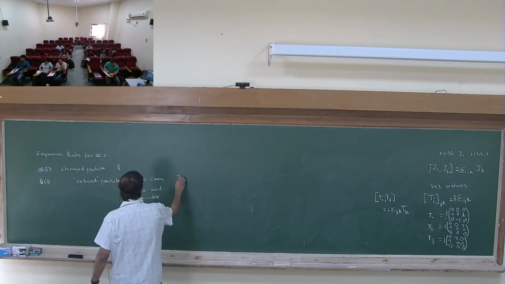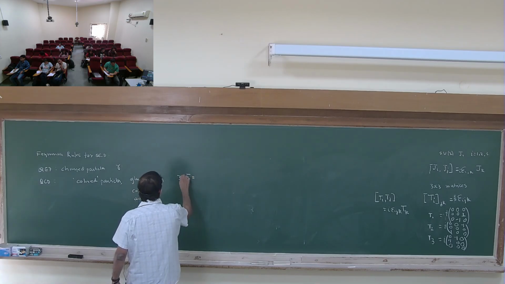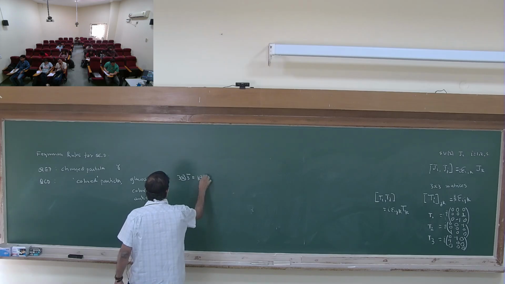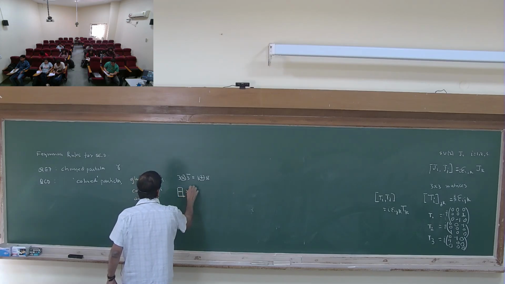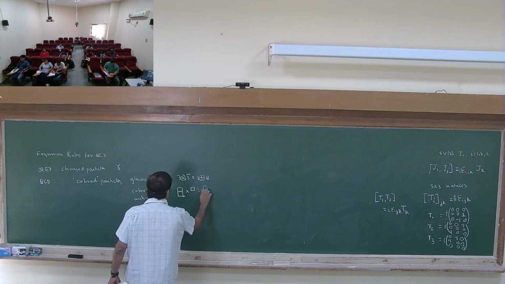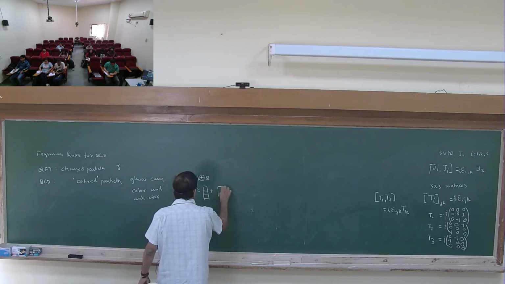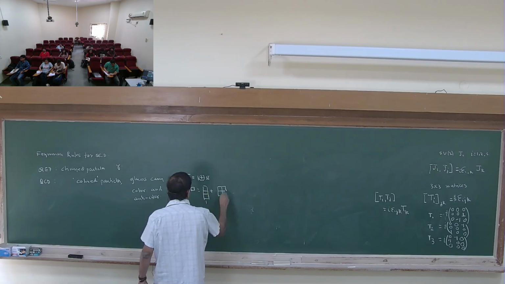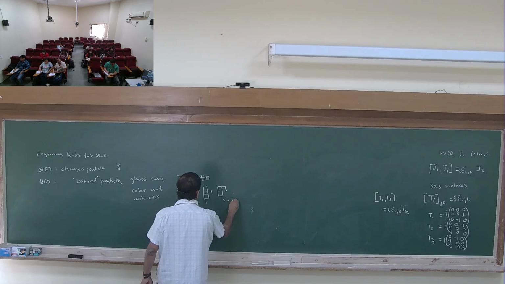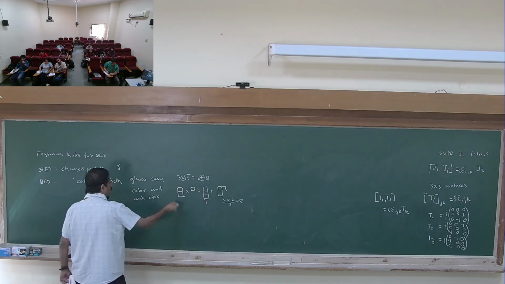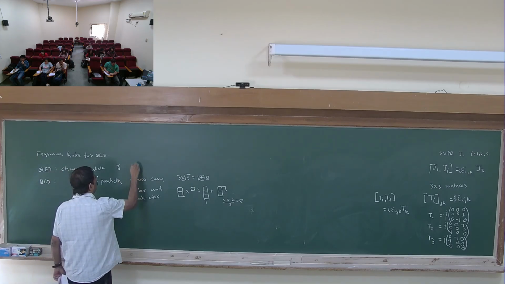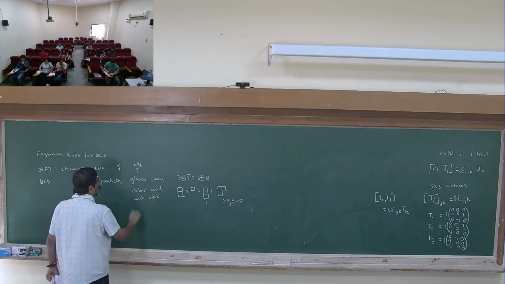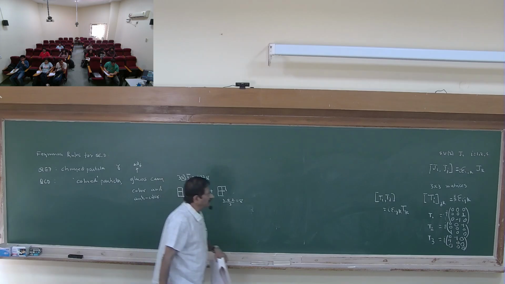Because they come from the 3 times 3 bar, which is equal to a 1 plus an 8 for the case of SU3. So this is a 3 bar times a 3, this plus this. This is a 1, and this is a 3 times 4 times 2 divided by 3 equals 8. So it is coming from a 3 and a 3 bar, and that's why the gluons, which are in the adjoint, have to carry both color and anti-color.